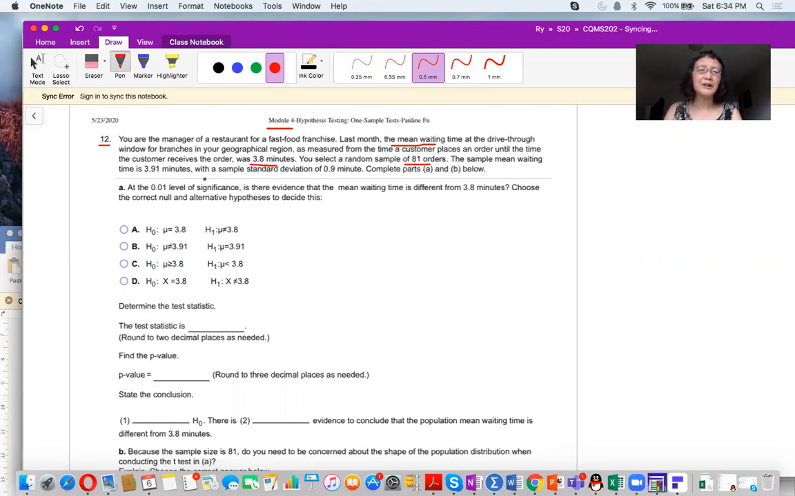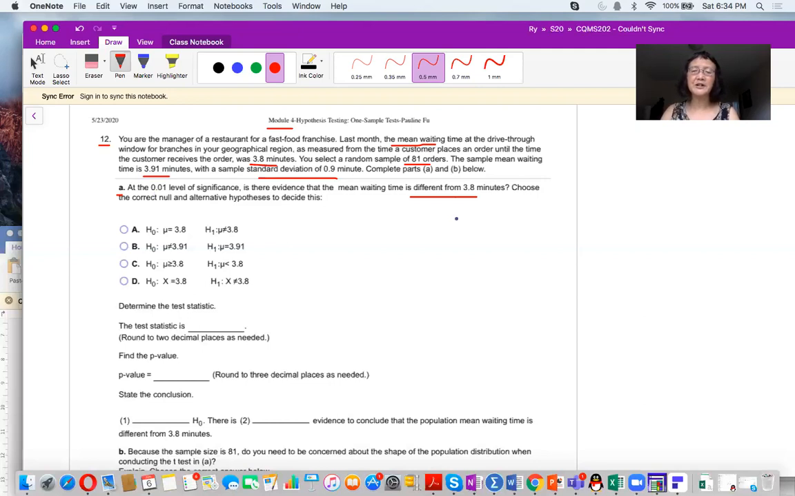The sample mean waiting time is 3.91 minutes. The sample standard deviation, 0.9 minutes. And then complete part A and B. So part A, at 0.01 level of significance, is there evidence that the mean waiting time is different from 3.8 minutes? Okay, so let's answer this question.